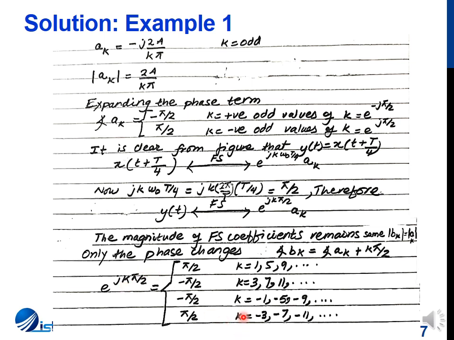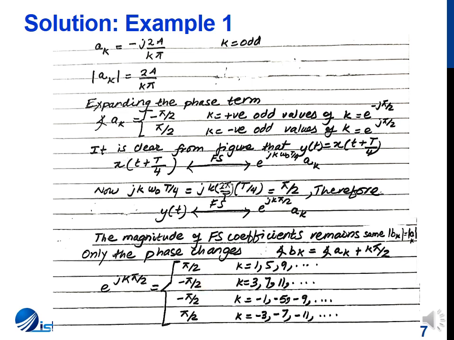Similarly, for k equal to minus 1, minus 5, minus 9 and so forth, we'll get the phase as minus π/2. And for k equal to minus 3, minus 7, minus 11 and so forth, we observe there is a gap of 4 points. After every fourth value we get the same value. So it has a period of 4, we can say. So we get π/2 for k equal to minus 3, minus 7, minus 11 and so forth. I suggest you put 2 or 3 values of k for each of these and you can come to the same conclusion.